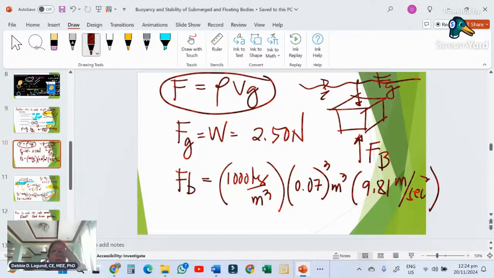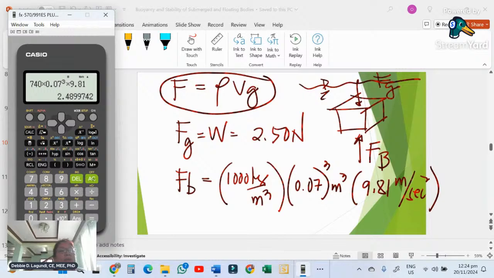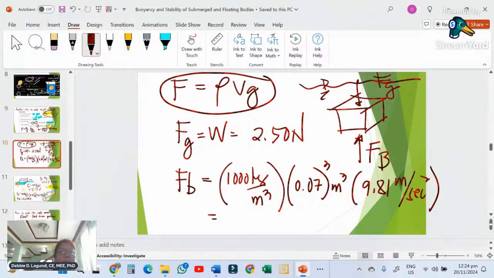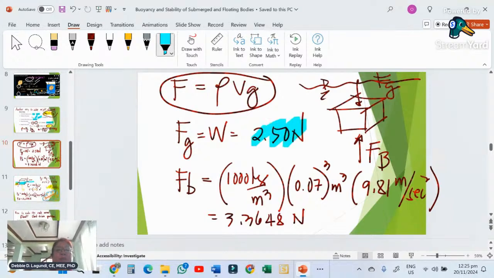All right, so let's compute this one then. I'll bring up my calculator. It's Casio. It's 1000 times 0.07 cubed. And then multiply it by 9.81. And what do you think will be the answer? Okay, so we got 3.3648. Now we compare 2.5 and 3.3648.